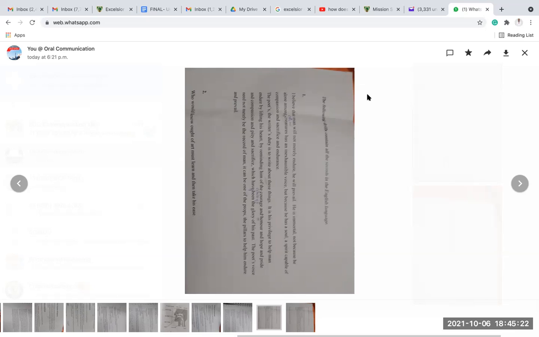I believe that man will not merely endure, he will prevail. He is immortal, not because he alone among other creatures has an inexhaustible voice, but because he has a soul, a spirit capable of compassion and sacrifice and endurance. The poet's, the writer's duty is to write about these things. It is his privilege to help man endure by lifting his heart, by reminding him of the courage and honor and hope and pride and compassion and pity and sacrifice, which have always been the glory of the past. The poet's voice need not merely be the record of man.